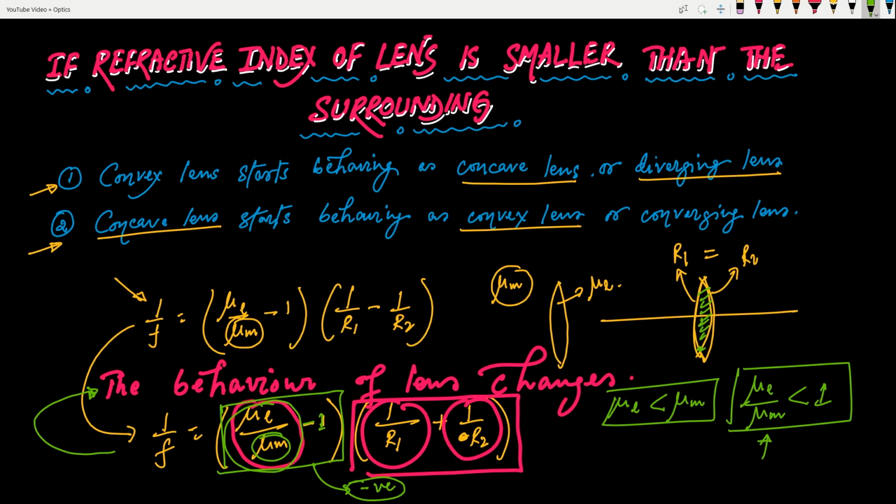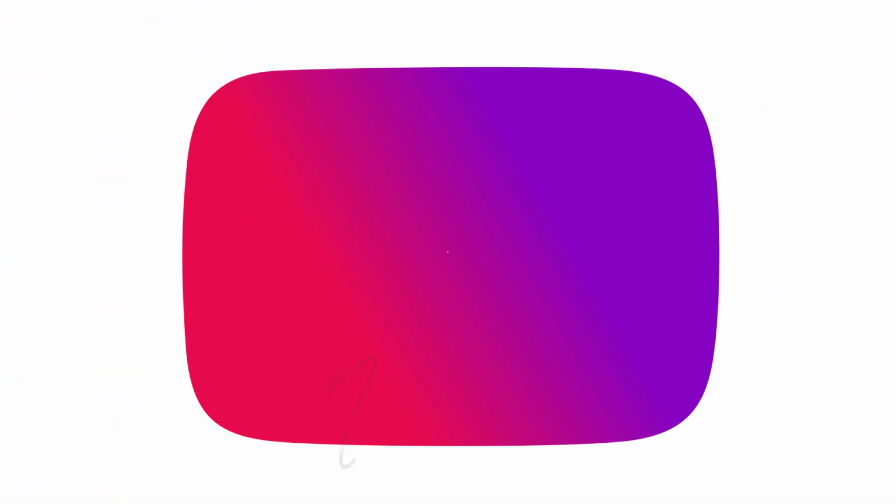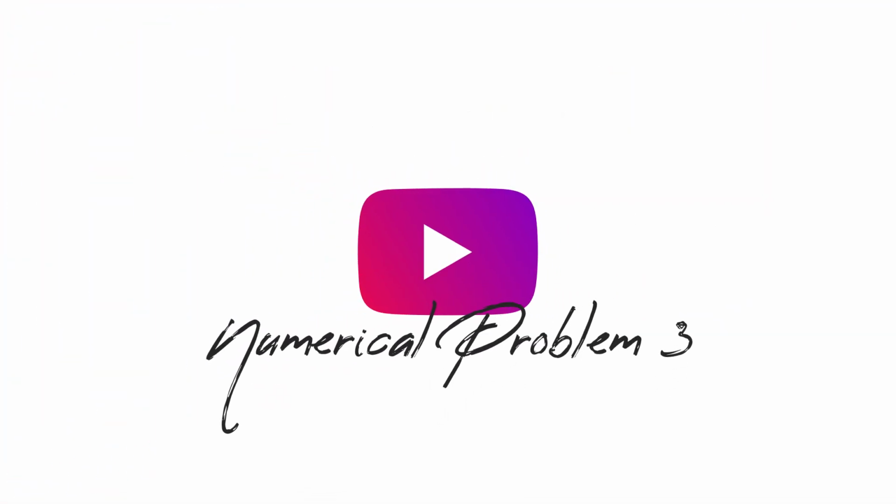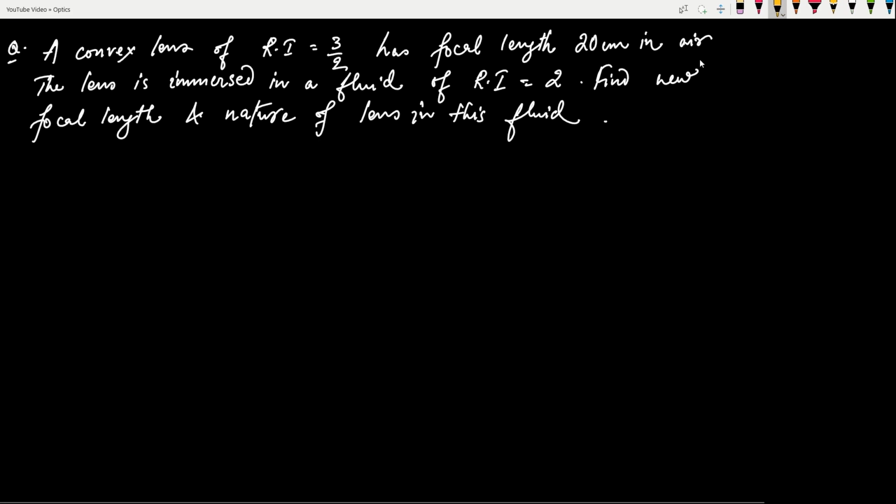Now we will be looking into one of the problems based on this concept so that things become more clear. Now let's jump into that numerical problem. Let's look into this question based on the concept that we have recently gone through. It says a convex lens of refractive index 3/2 has focal length 20 cm in air. The lens is immersed in a fluid of refractive index 2. Find the new focal length and nature of the lens in this fluid.